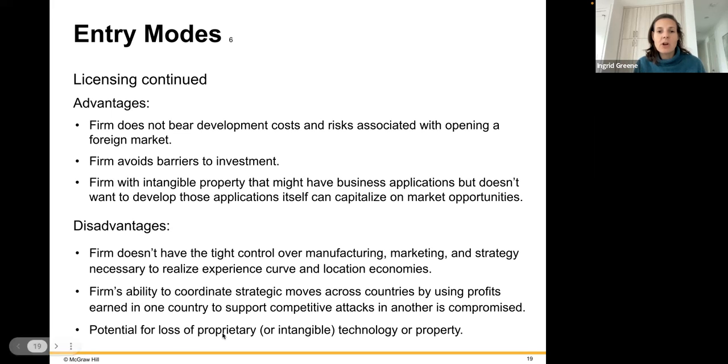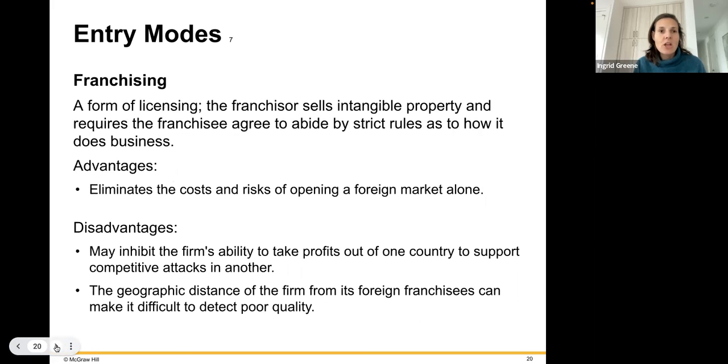And there's a potential for loss of proprietary technology or property. That's exactly what happened with Xerox, because they didn't watch so closely what Fuji was doing. And very quickly, Fuji and other organizations started to copy Xerox, and Xerox very quickly lost market share.